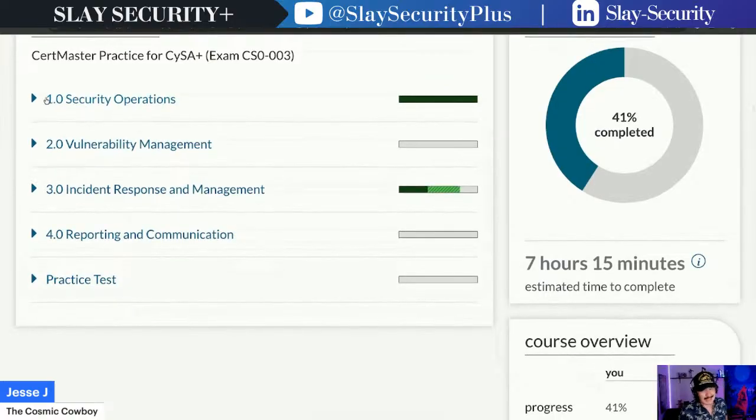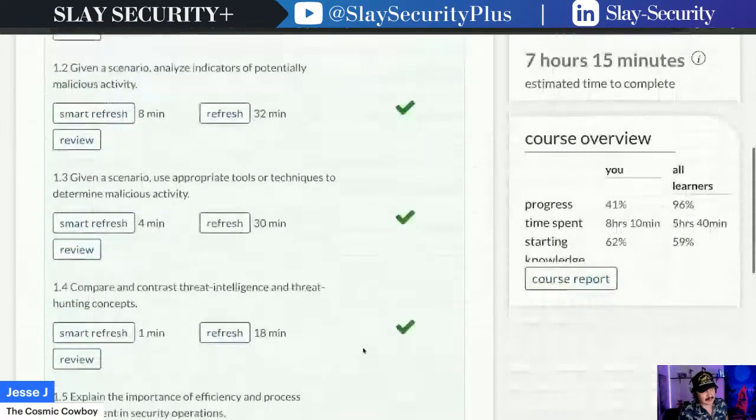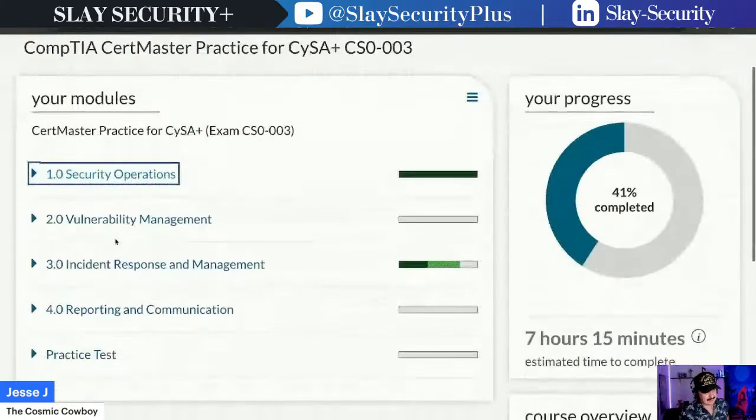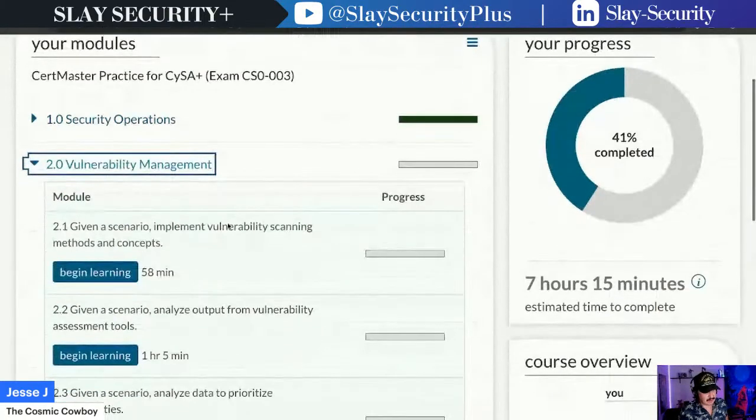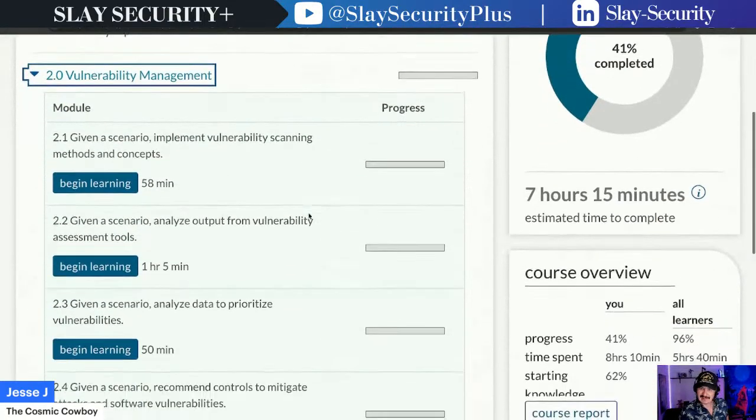So in our last study session, we got all the way through domain 1. And have we started domain 2? We haven't. Let's go ahead and get cracking.